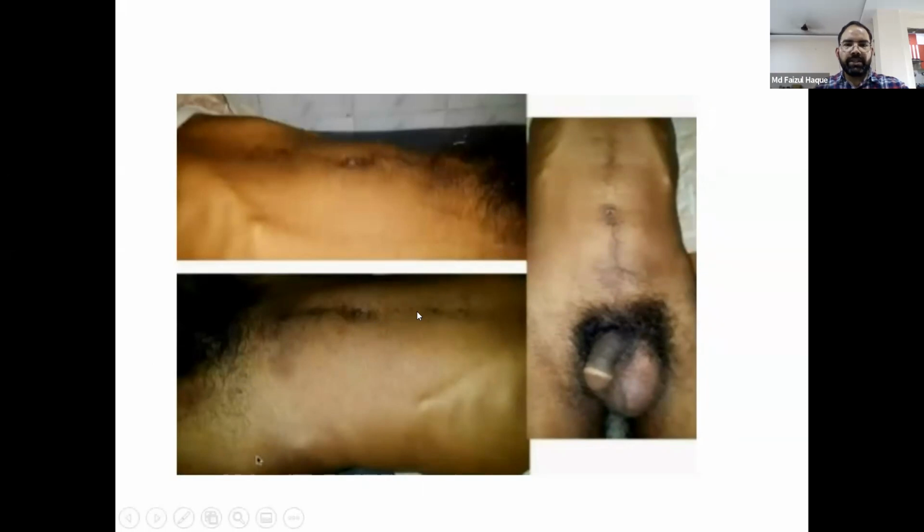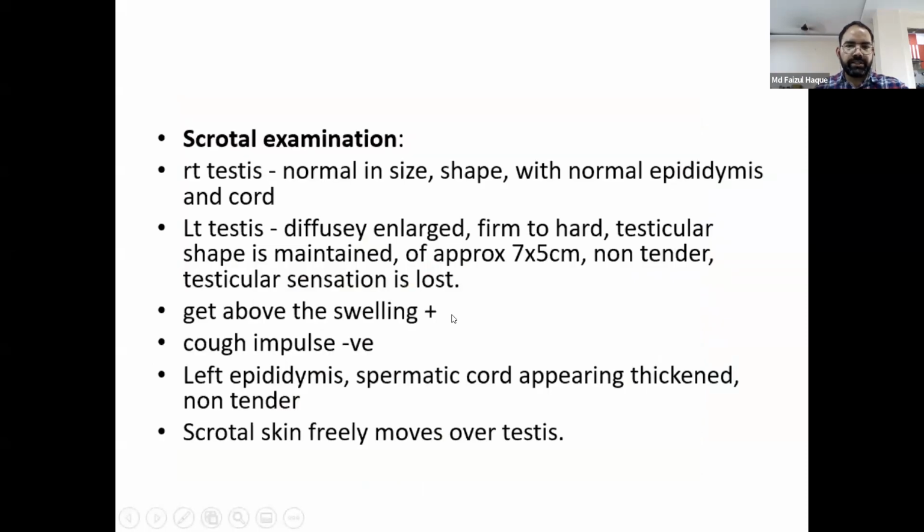So let us consider what I have explained. There is a lump in the left iliac fossa of size 10 into 8 centimeter. Now come to the examination of the left testis. It is diffusely large and firm to hard, and the testicular shape is maintained. Its size is approximately 7 into 5 centimeter. The swelling is non-tender, and testicular sensation is lost. You can get above the swelling, cough impulse is absent, and the left epididymis and cord are thickened and non-tender, and the scrotal skin is free over the testis.